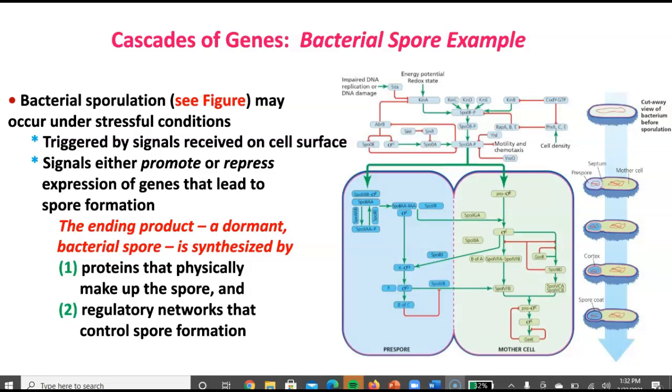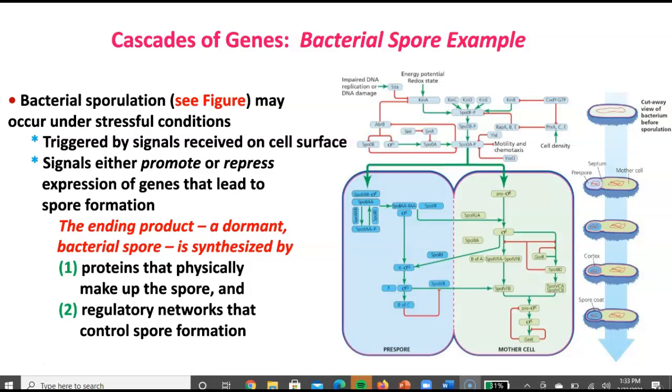So you may recall that some types of bacteria can produce spores or endospores that can go into dormancy when environmental conditions get kind of harsh. So there's some kind of environmental trigger that causes this cascade of gene expression to take place that results in the formation of spores.